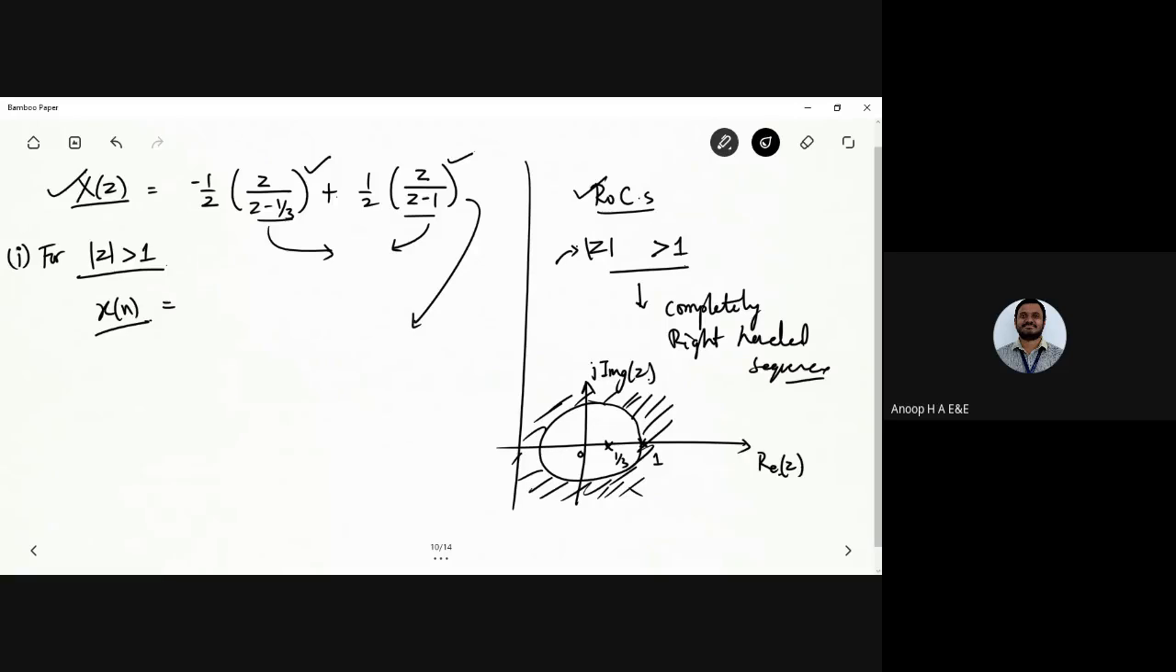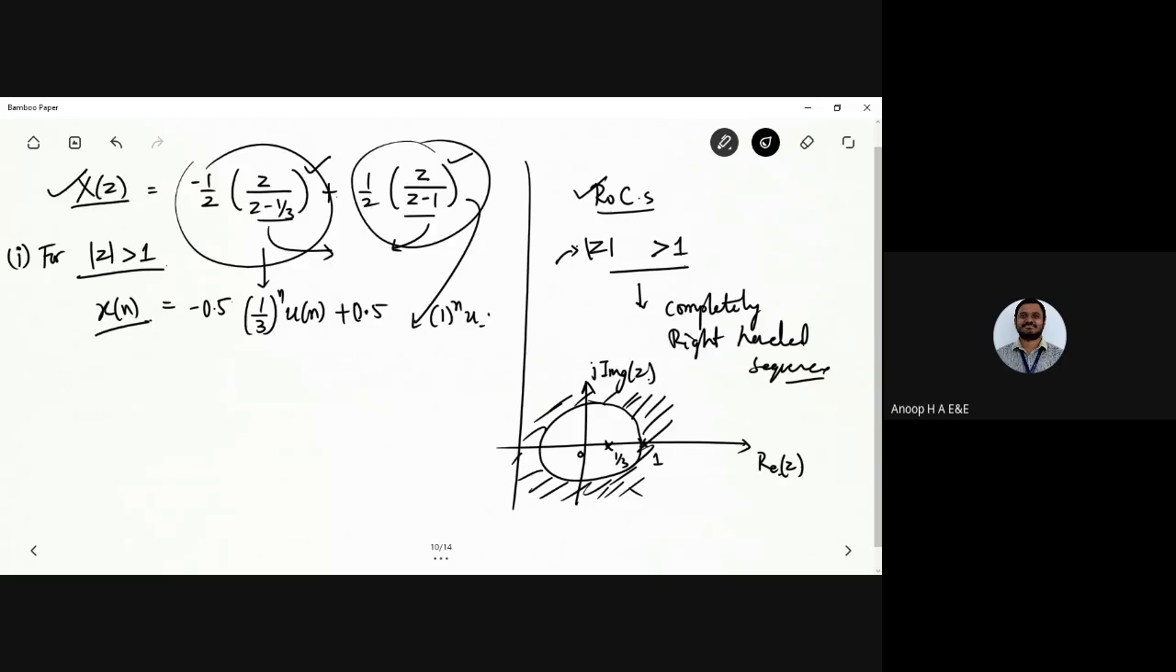So how to find out x(n)? x(n) would be a completely right-handed sequence, and the ROC will give you x(n) to be a positive time sequence. So 1/2 is a constant and minus 1/2 is also a constant, minus 0.5. So how can you write the inverse z transform of z divided by z minus 1/3? That is (1/3)^n u(n), plus 0.5. Then z divided by z minus 1 is 1^n u(n).